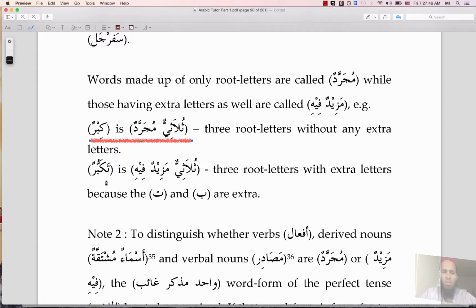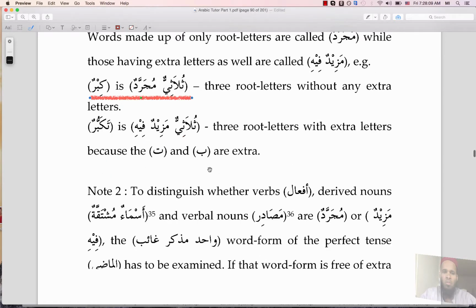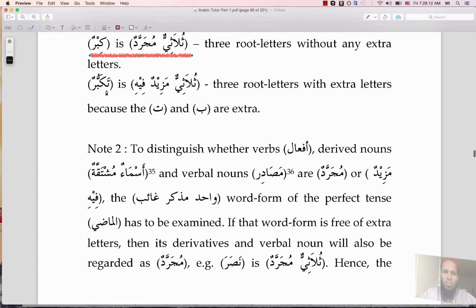So tafa'ulun comes from fa'ala. There's the extra ba and there's the extra ta. The ba has a tajdeed, so that's an extra also. This is thulathi mazid fihi. The root letters are 3, that's why it's thulathi, but there are 2 extra, that's why it's mazid fihi. It's not mujarrad. It's not only the root letters, but there's extra.